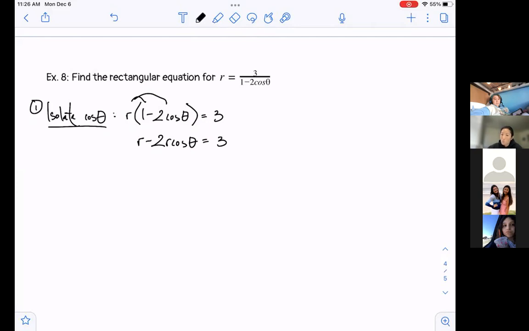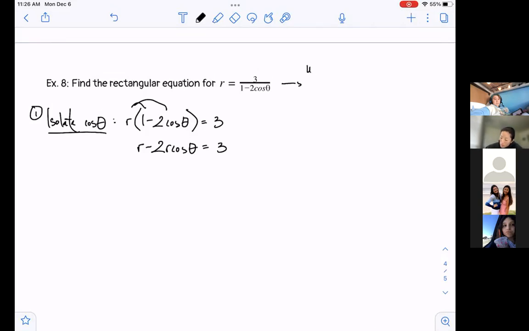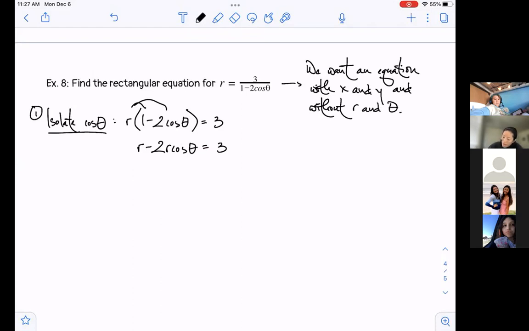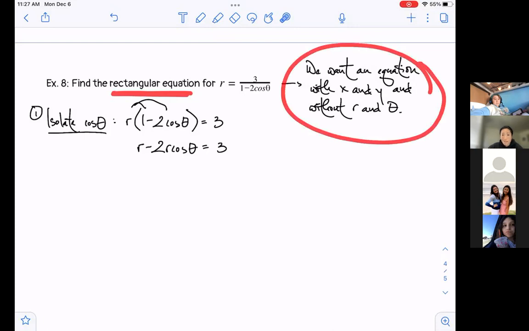And add to our cosine to the other side. Say that again, Ellie. Add to our cosine. Oh my God, I forgot the r is also in cosine. Yeah, r is in both, right? But maybe one thing that we should sort of write for ourselves is we want an equation with x and y and without r and theta, right? The fact that we're looking for a rectangular equation means at the end of the day, we better have x's and y's. We don't want to have cosines and sines and r's.